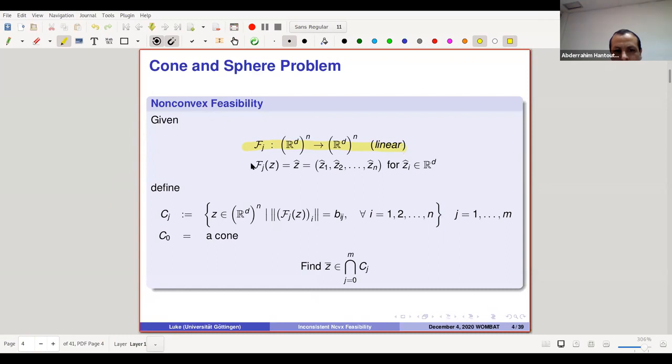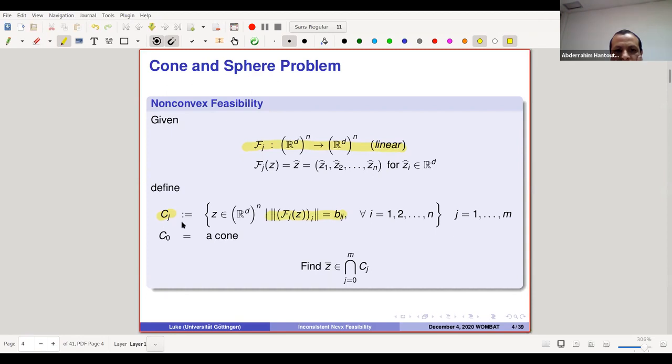The z hat is then going to be, each of the z sub j's are going to be these d-dimensional objects. And then the sets, the sphere type sets, are going to be these C_j's, j going from 1 to n, say. And what we're doing is in each of these coordinates, we're specifying that this linear transformed variable has to have a certain magnitude, b_ij.